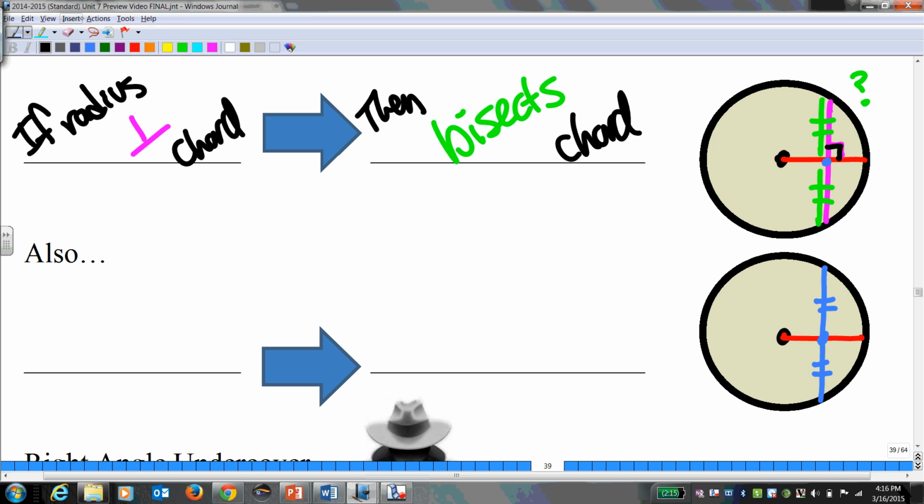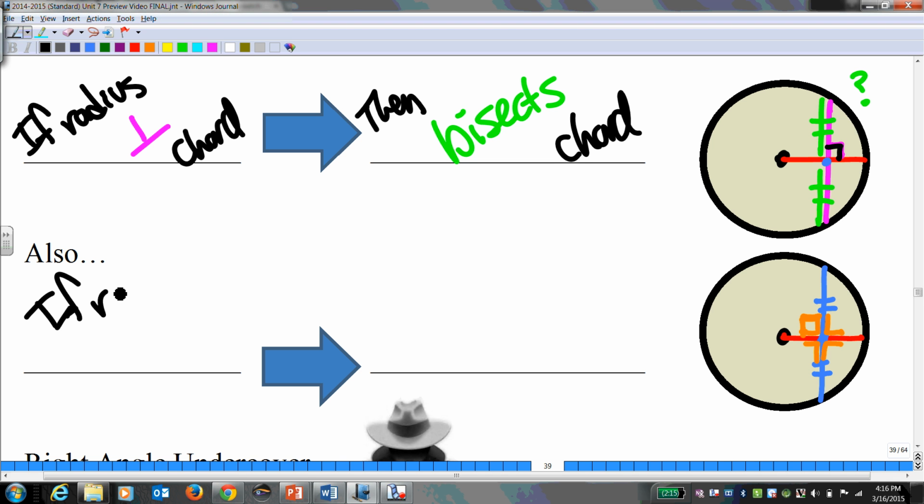So if perpendicular, then bisect. And if you take a close look here, that is perpendicular. I'd like you to trace this angle. Can you feel that? You should be feeling that, wow, it bisected, then it's also perpendicular.